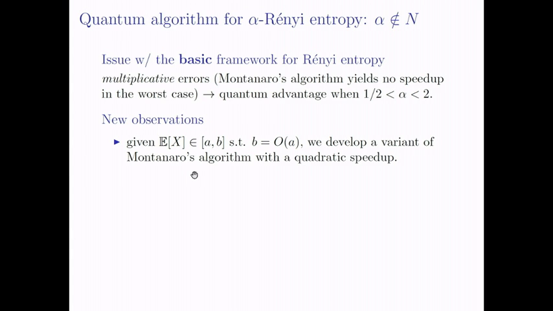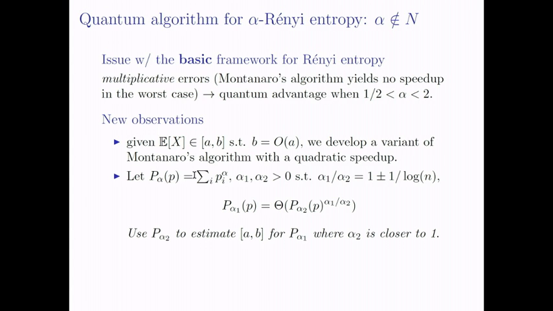But this observation by itself seems not very useful, because in that case, you already have some kind of constant multiplicative error version estimate of this expectation, because A and B are within constant factors. So this by itself is not that useful. The second observation is that we don't know this A and B at once, but how about we use something else to give an estimate for A and B?